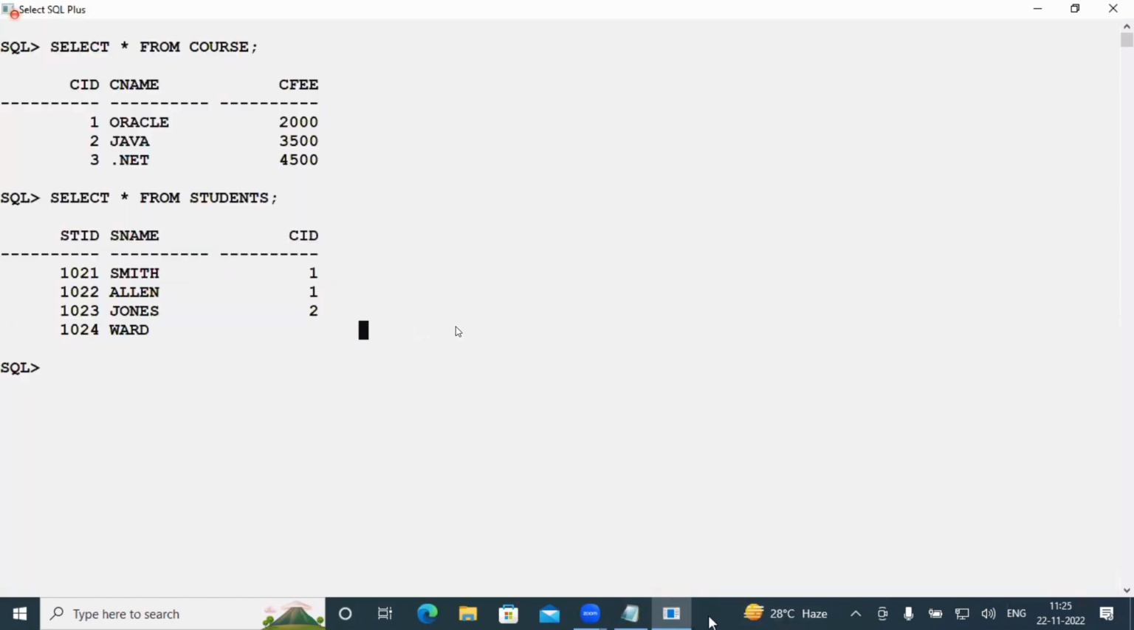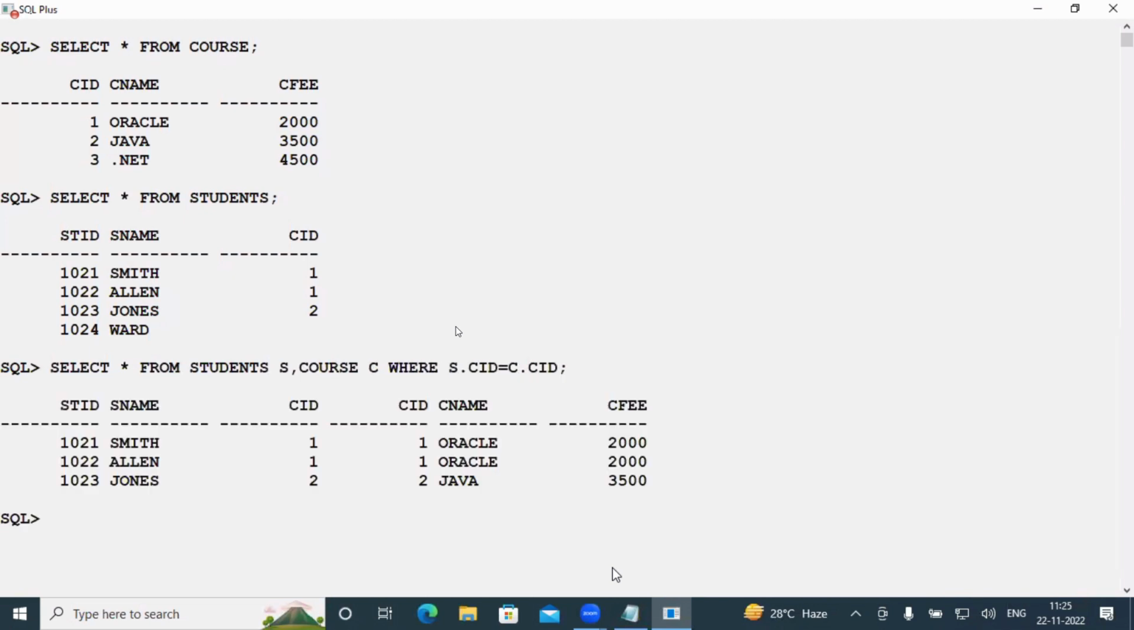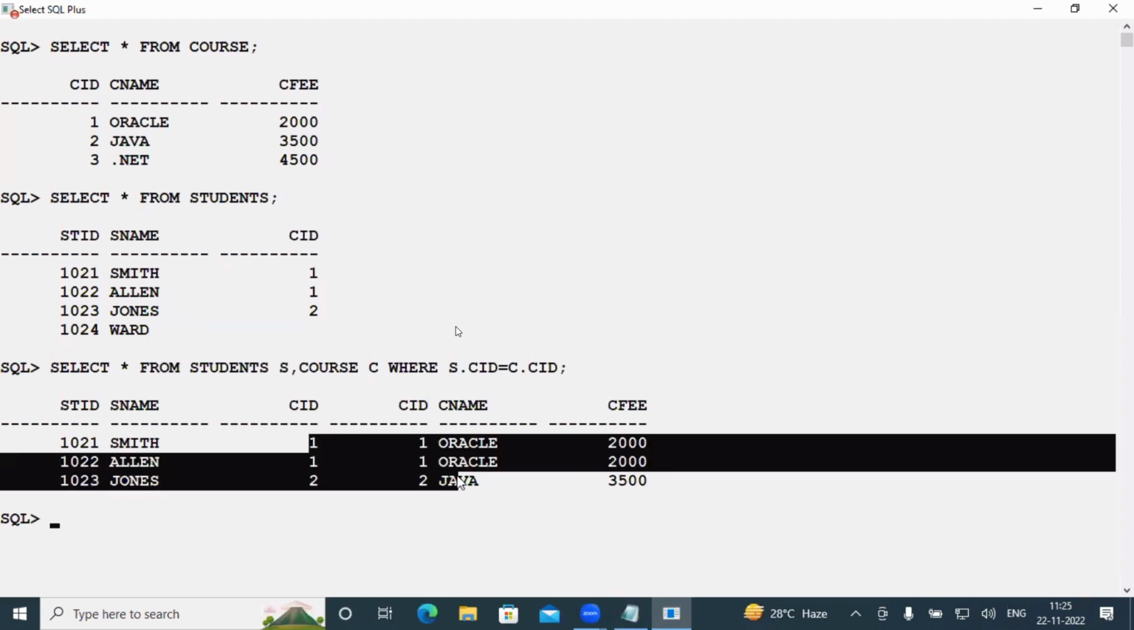Whenever we write the condition here, select star from students, this is the equijoin, with the course table as C, where S.cid is equals to C.cid. The same output came: 1, 1, 1, 1, and 2, 2.